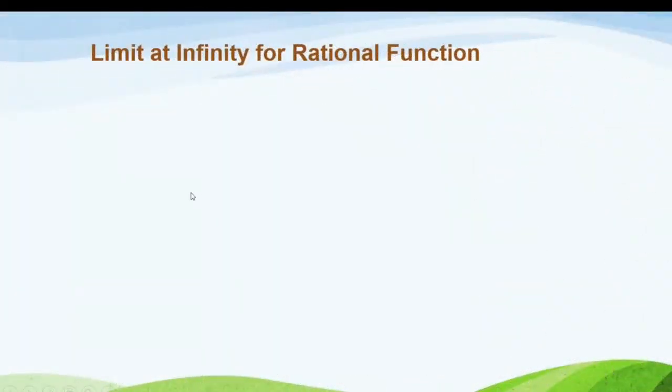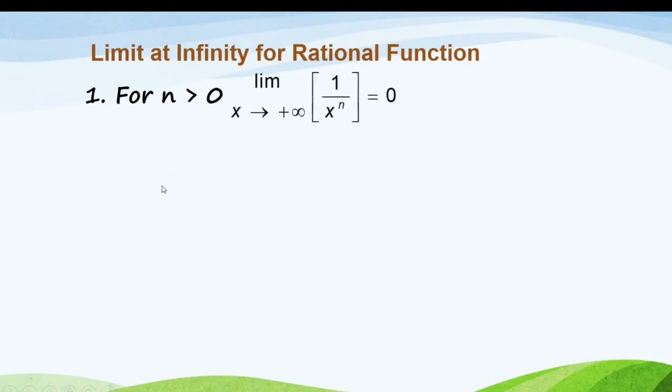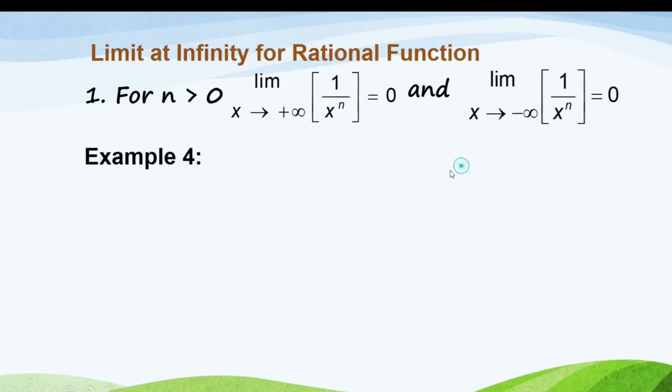Okay, let's see the limit at infinity of the rational function. Okay, we look at, for n greater than 0, the limit as x approaches infinity of 1 over x to the power of n equals 0, and the limit as x approaches negative infinity of 1 over x to the power of n equals 0.